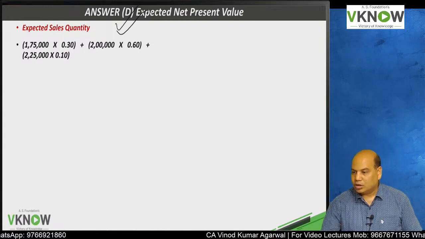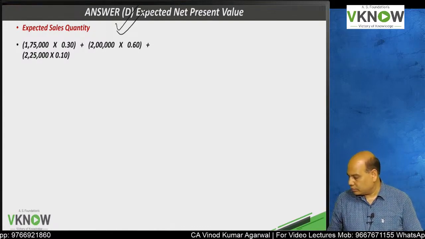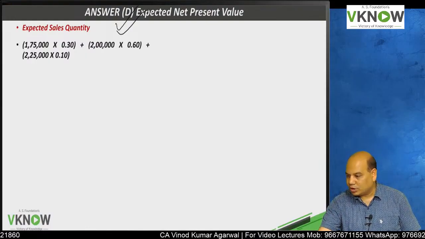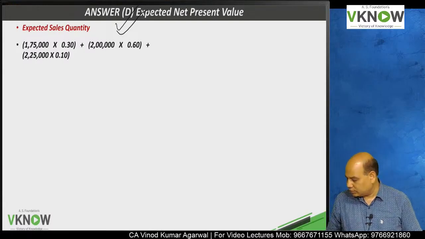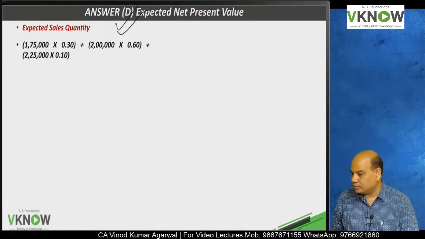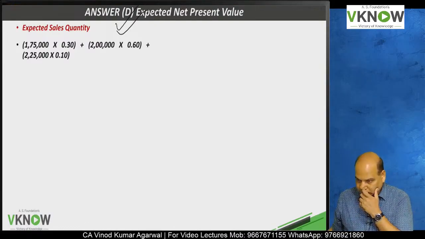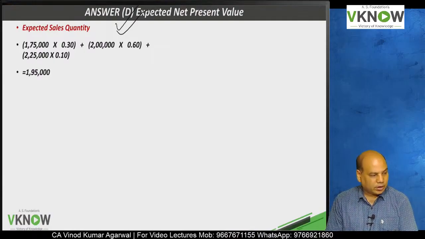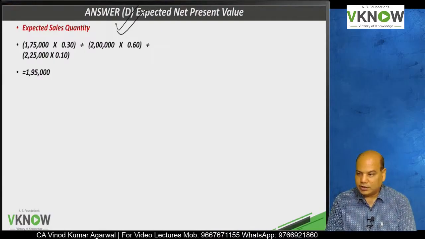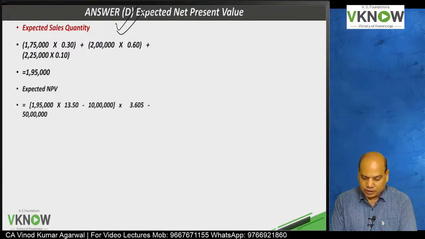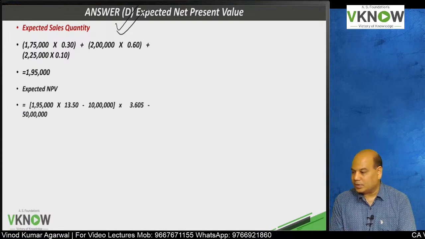1,75,000 into 0.3 plus 2 lakh into 0.6 plus 2,25,000 into 0.10. Is that equal to 1,95,000? Based on 1,95,000, compute the expected NPV.